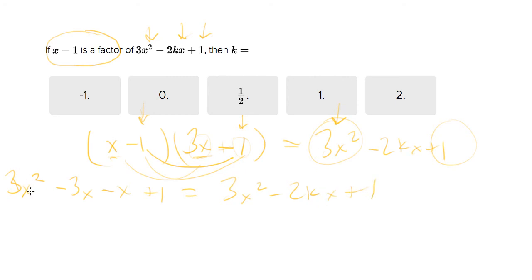If they must be equal, what that means is we can cancel things out and solve for k. So let's get rid of the 3x squared, let's get rid of the plus 1, and we end up with minus 4x equals negative 2kx. Let's cancel out another x. So negative 4, we'll divide both sides by negative 2. So 2 must equal k. So that's your answer for k.